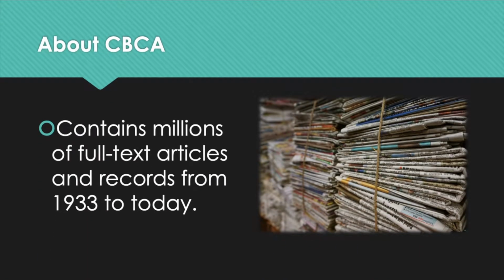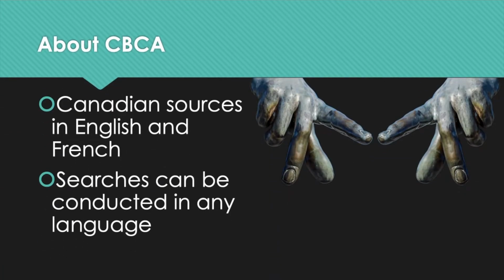There's some important things to remember about the CBCA. Actually, there's one very important thing. It's big. The database covers millions of full-text records starting from 1933 to the present, and it's updated daily. All the sources are Canadian and are in English or French, and searches can be conducted in any language.